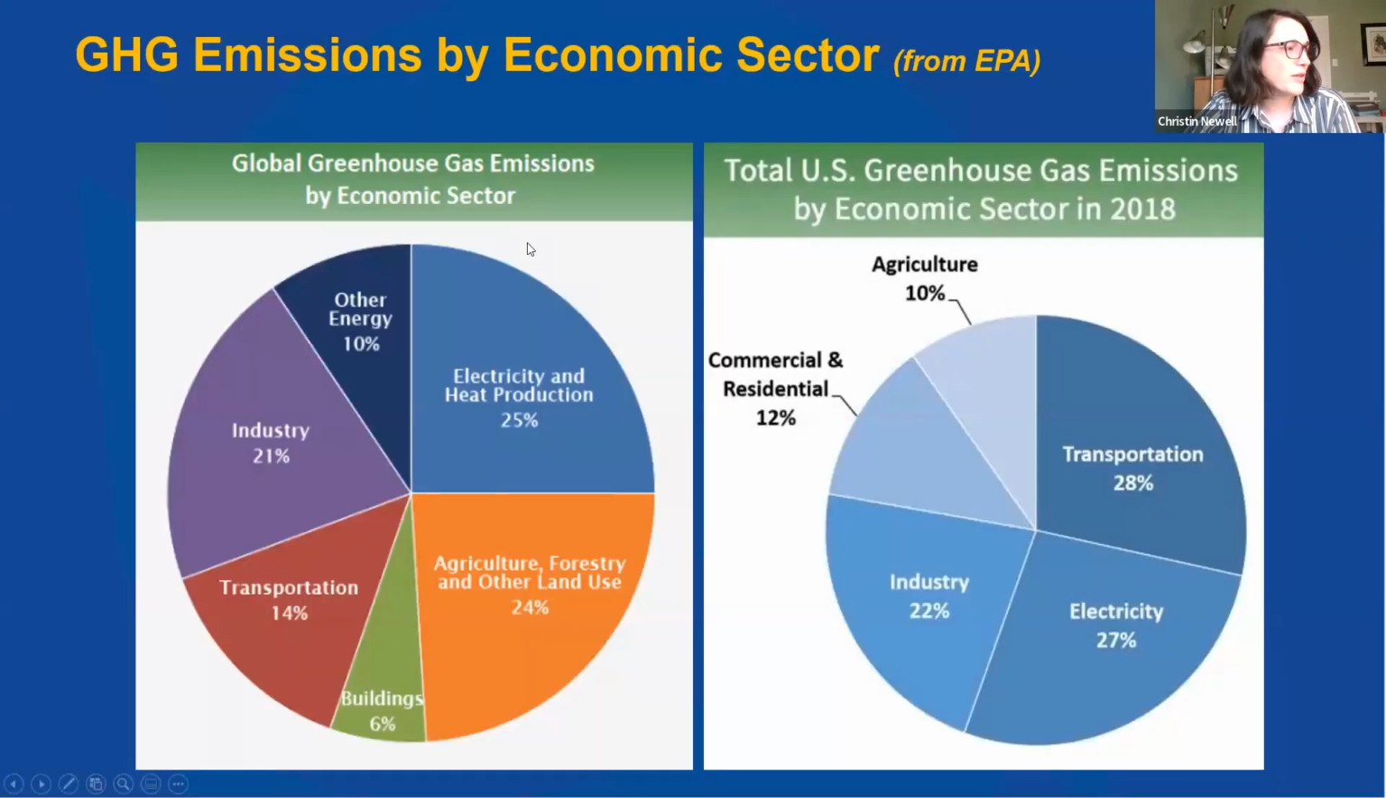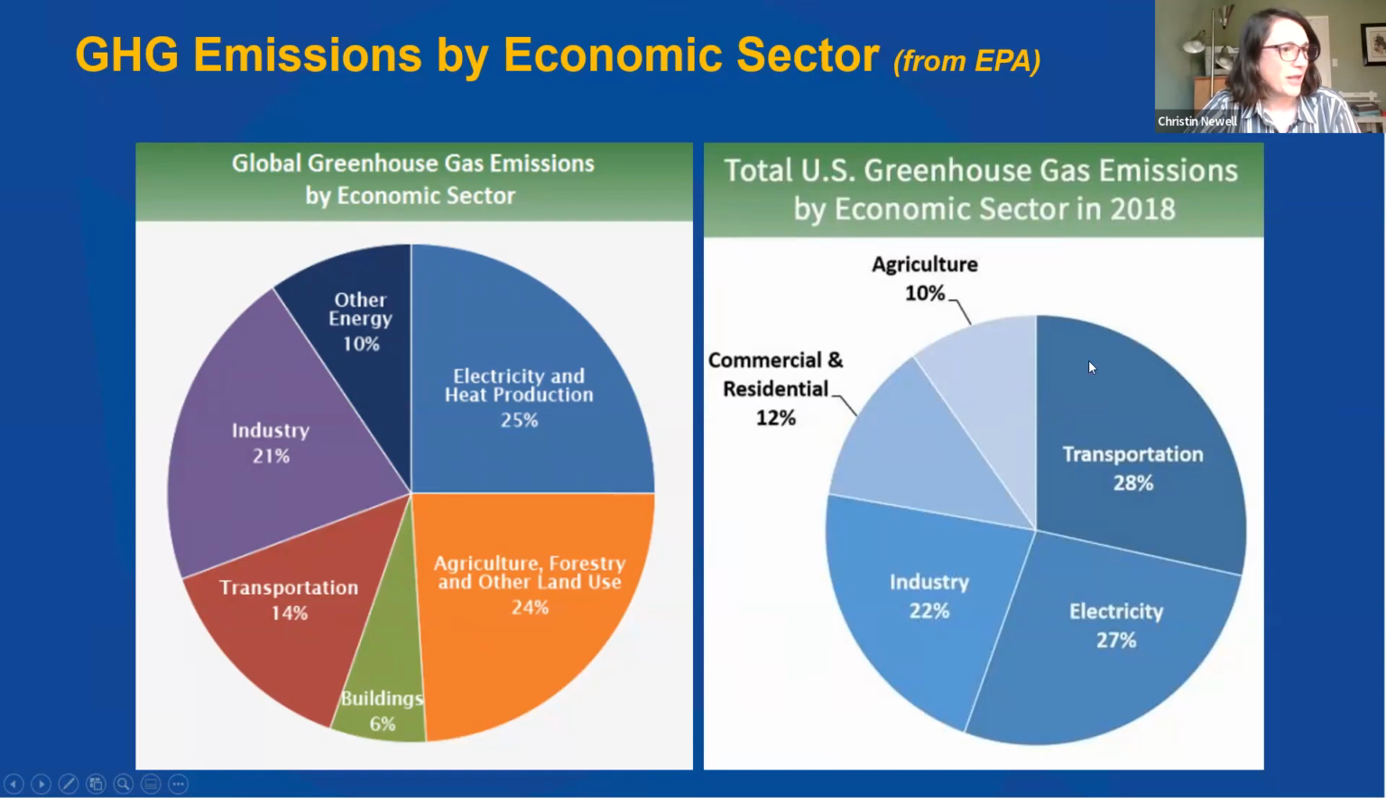Now this is from the EPA. It's a slide I got from John. So it shows you the greenhouse gas emissions by sector. It's about 25% from electricity and heat, 24% from agriculture, forestry, and land use, 21% from industry, 14% from transportation, and 6% from buildings.